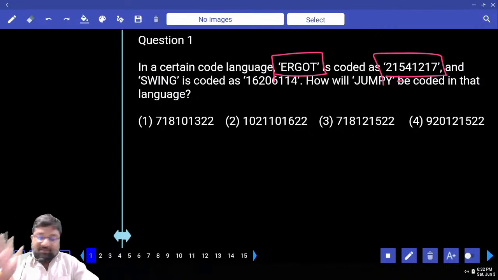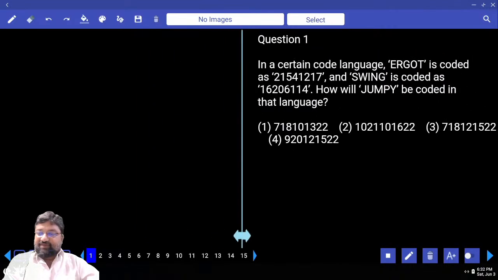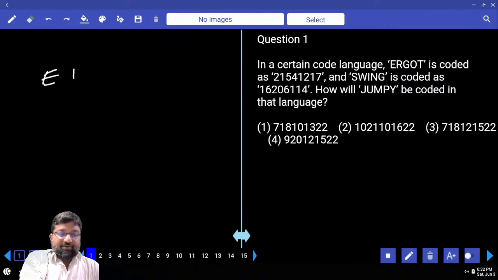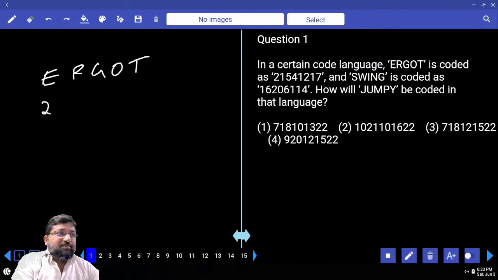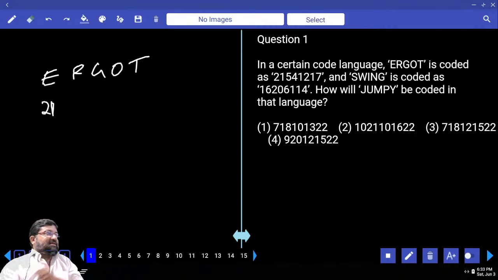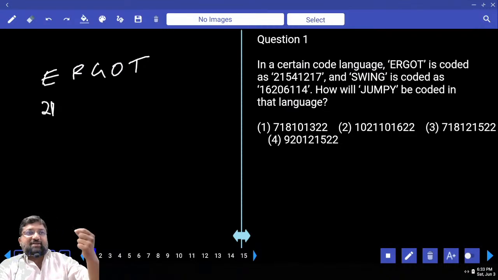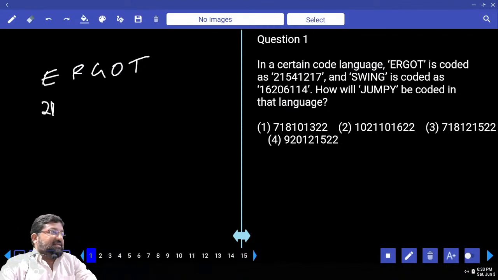Right? So now how do we take it, sir? For example, ERGOT. Now I can relate this E to 2, or I can also relate this E to 21. I can relate E with 2 or I can also relate E with 21, because there are 5 letters and on the other side there are 8 digits. Maybe only one digit is related to one letter, or 2 digits are related to one single letter. It can be anything.